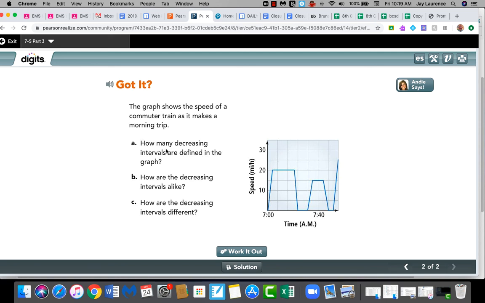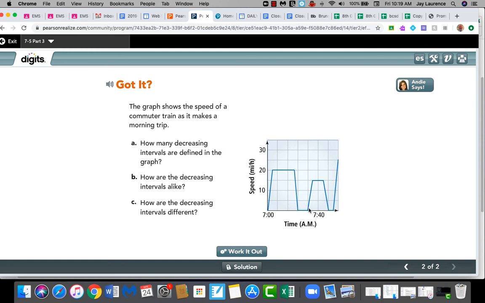Okay, so this one says how many decreasing intervals are defined by the graph. So let's see, I've got 1 and 2. 2 are defined by the graph. How are the decreasing intervals alike? Well, they both show a reduction in speed, and they're close to being the same period of time.